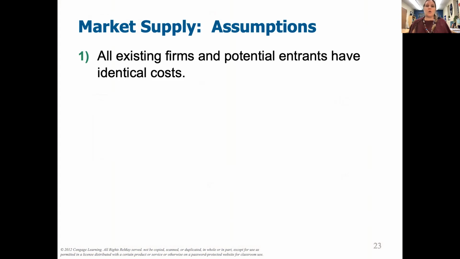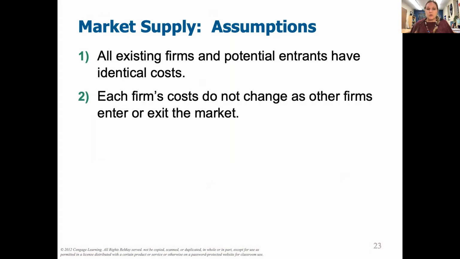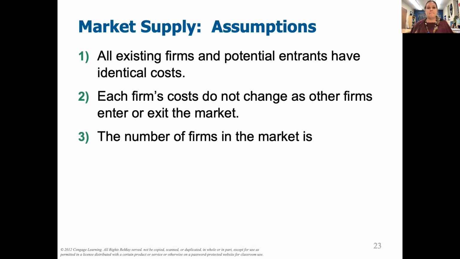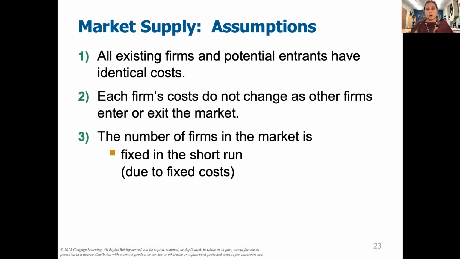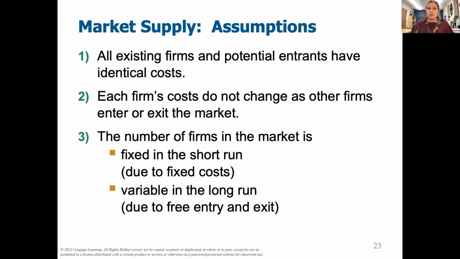So remember, we're going to make some assumptions here. We're assuming that all the existing firms and potential entrants have identical costs. We're also going to assume that each firm's costs are fixed. They do not change as other firms enter or exit the market. And we're going to assume that the number of firms in the market is fixed in the short run, but variable in the long run, meaning in the next business cycle, no one's coming in and out of this industry. But over the next year or 2 years, people are free to move in and out of this industry.